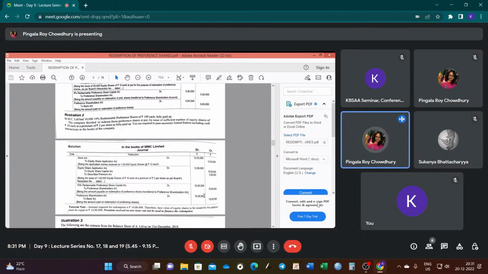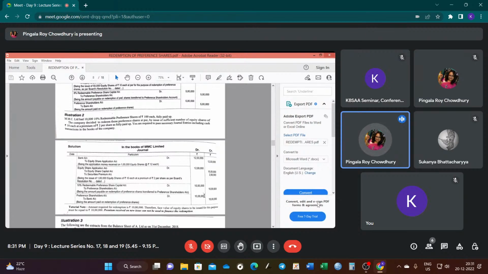10 lakh means total number of shares will be how much? 10 lakh divided by 10. That means 1 lakh equity shares has to be issued at rupees 10 each. That will give you a share capital amount of 10 lakh, and 1 lakh shares, 2 rupees premium will give you 2 lakh rupees of securities premium. So we are getting a total of 12 lakh rupees, but we have to utilize only 10 lakh. So equity share capital account has to be created by rupees 10 lakh.